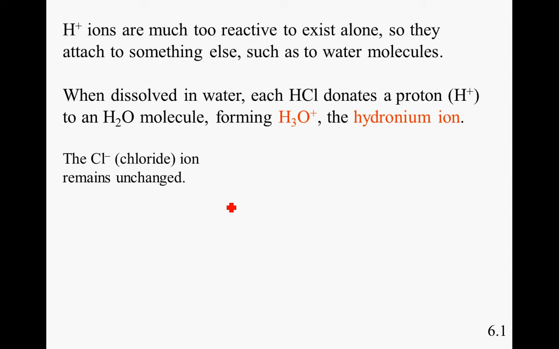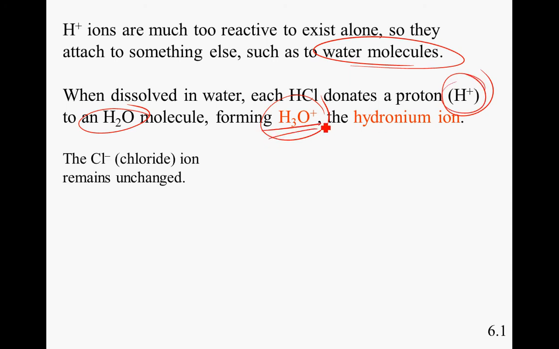H+ ions are much too reactive to exist alone. So they attach to something else, such as water molecules. When dissolved in water, each HCl donates a hydrogen ion, or a proton, to an H2O molecule, forming the H3O+, or the hydronium ion. Often we just write H+, but understand that it really means H3O+.